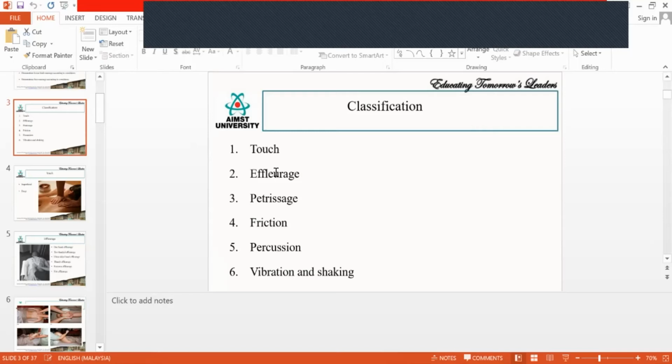Is that clear? So like that, the second group will be doing petrissage. The third group will be doing friction. Then the fourth group will be doing percussion, and the fifth group will be doing vibration and shaking. Is that okay? So I will divide you into break rooms now, and I will make you into 5 groups.